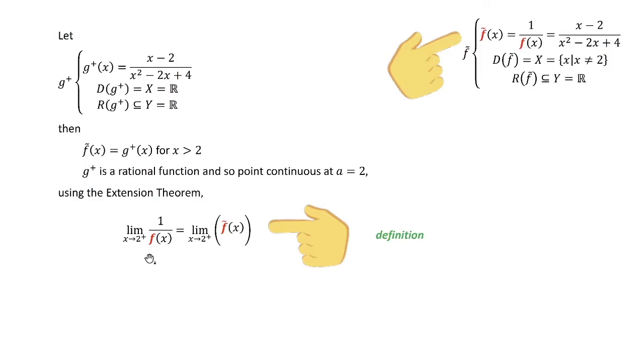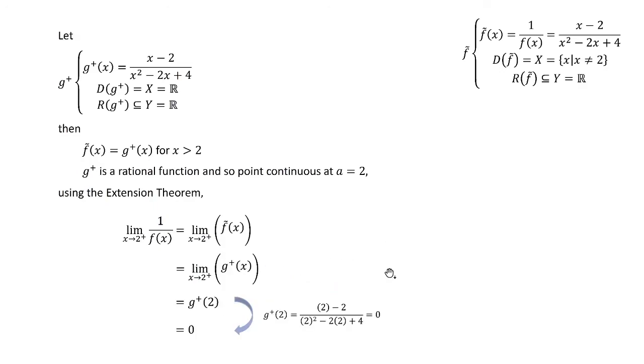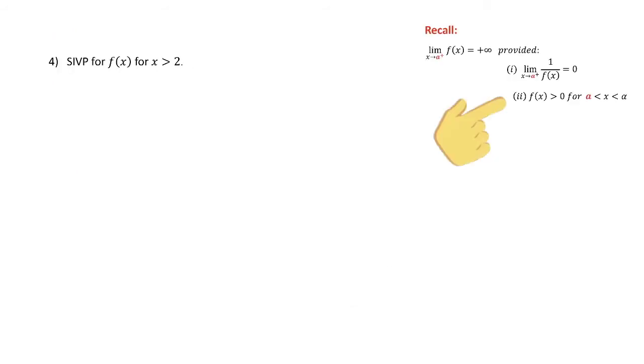So what do we have? If we look at the limit, I defined f tilde to be that function, so I just prefer it like this. By the extension theorem, we have f tilde equals g plus, and I use g plus because it's 2 plus, just for that reason. G plus is continuous, so we can just plug in. We have point continuity, and then we just evaluate the rule, and it's 0. So we did meet the first criteria of the definition.